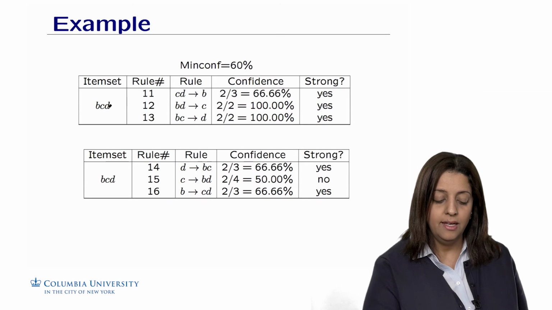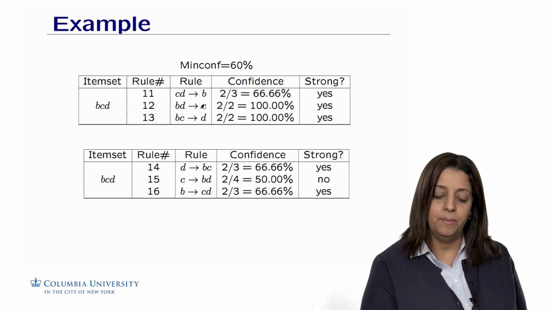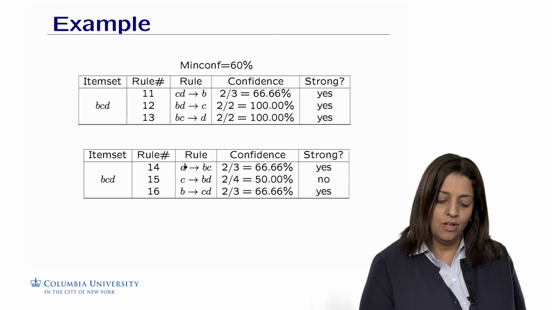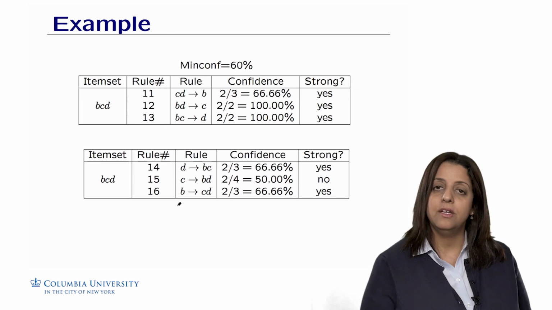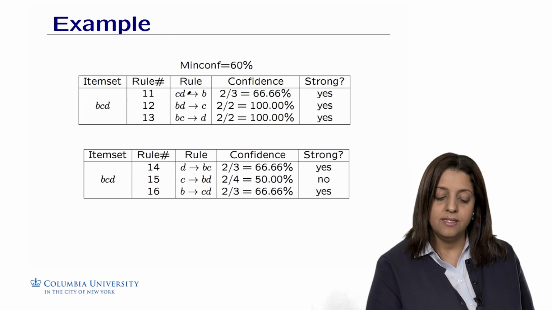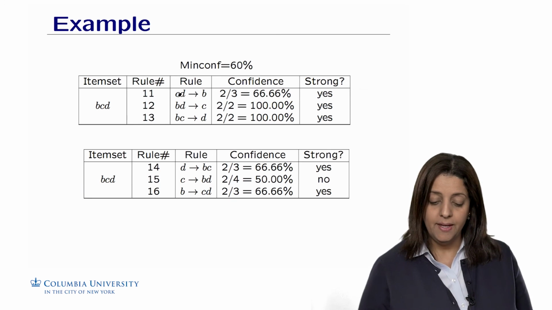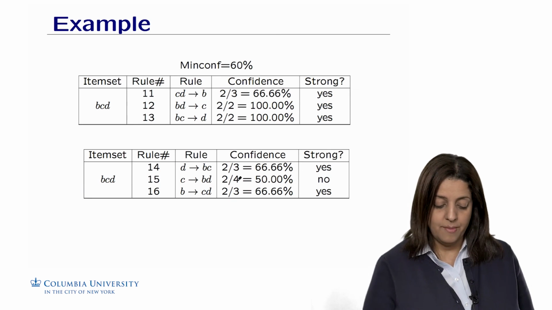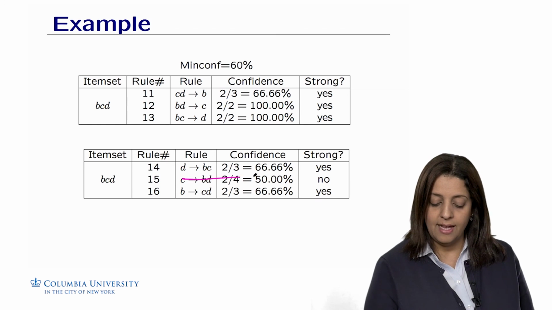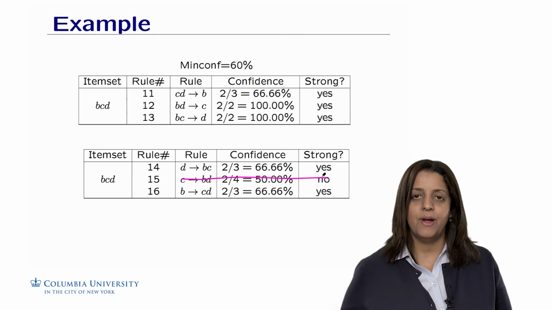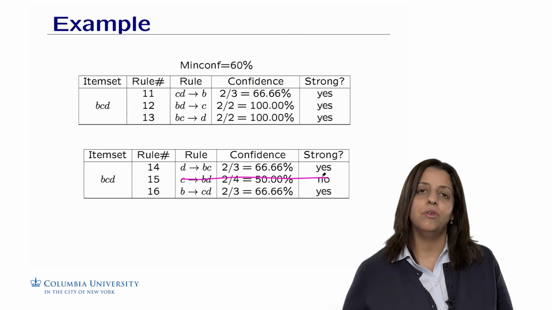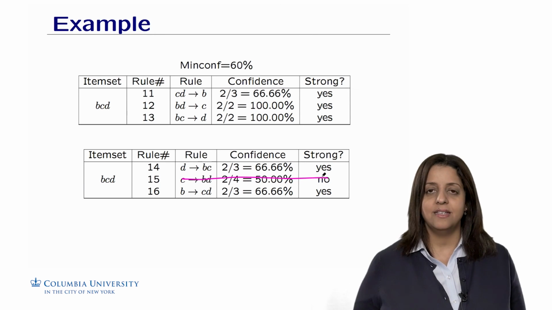For item set B, C, D, we could generate CD implies B, BD implies C, etc., and also a single item on the left side, D implies BC. Likewise, we calculate the confidence of each rule. For CD implies B, it is the support of CDB divided by the support of CD. In this case, we keep all of them except this last rule, which doesn't have enough confidence to be kept as a strong rule. This is how the process works. You go through all the item sets, generate all possible rules, and check just the confidence without accessing the data set at all.